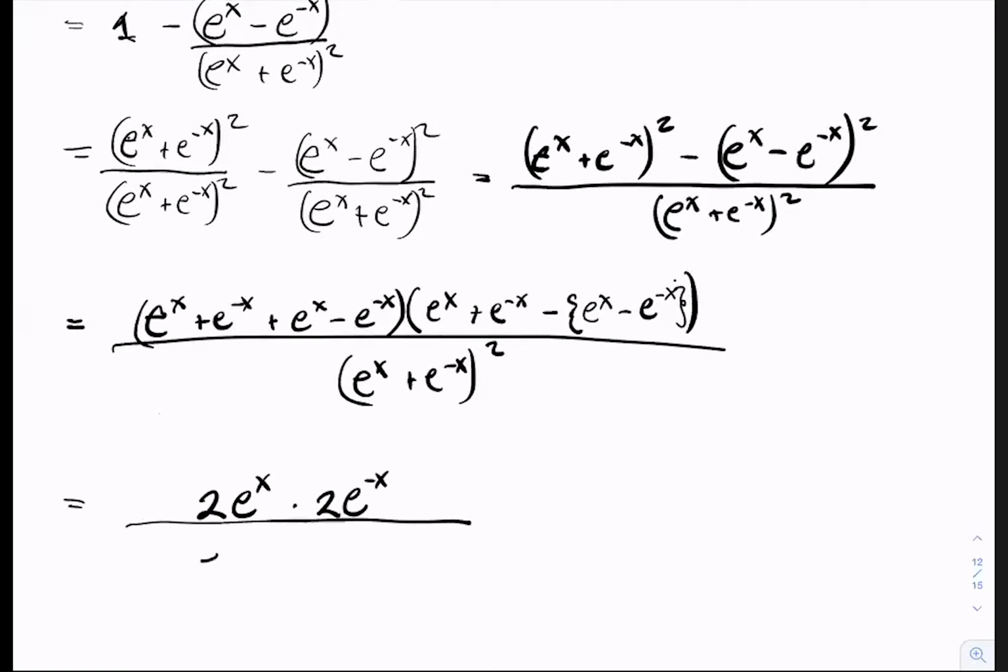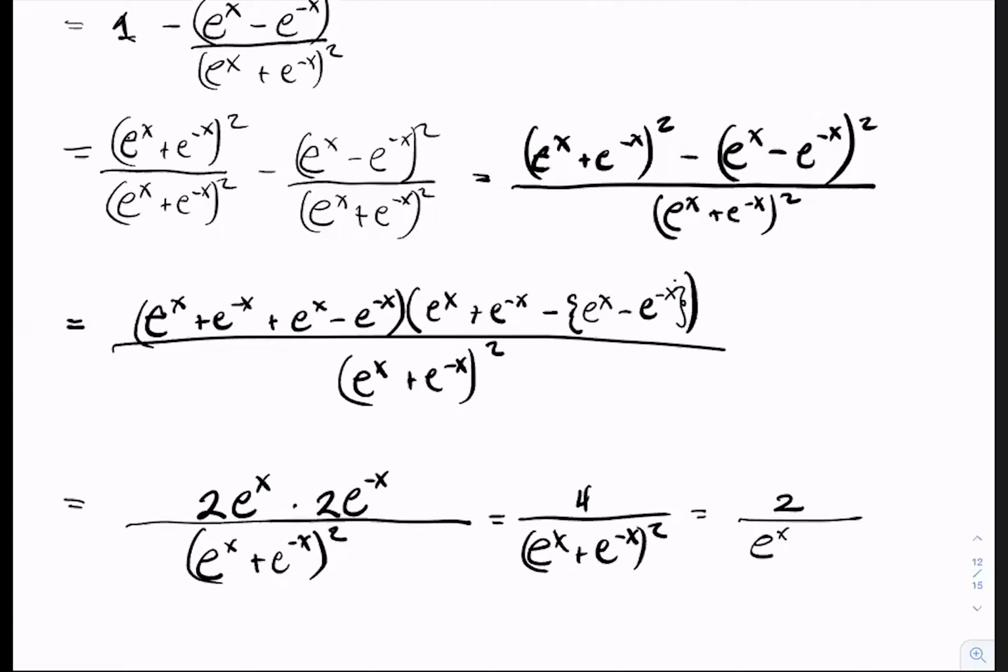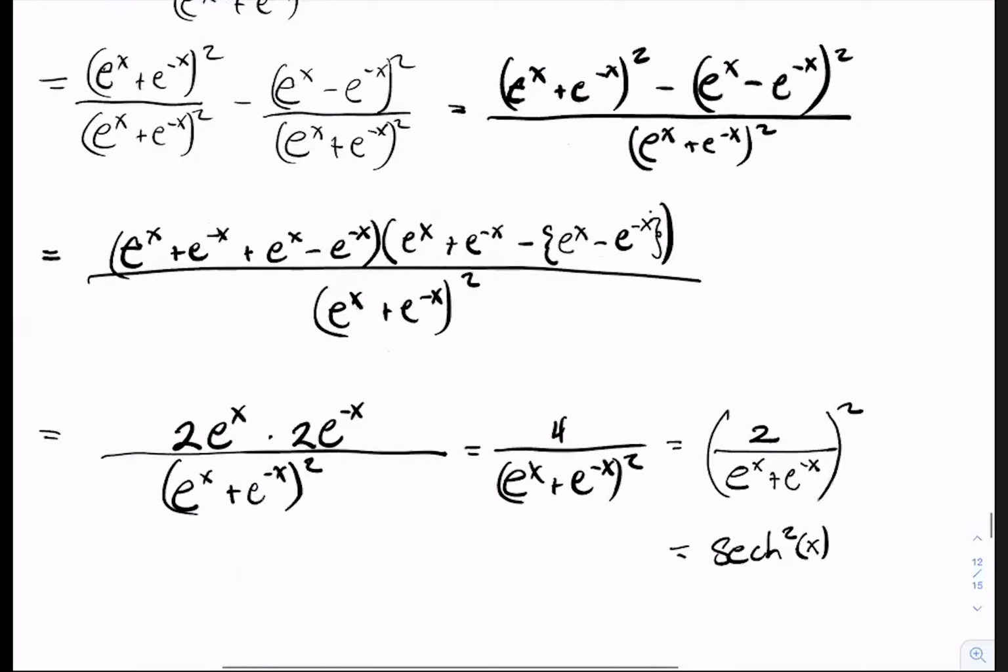So I know that some persons are wondering how we got that. Guys, I'm just simplifying my numerator. So this then comes out to be 4 divided by (e^x + e^-x) all squared, which is the same as (2 divided by (e^x + e^-x)) all squared, which is equal to sech squared, well, sech squared x, which is our hyperbolic secant function squared. So I can say that this is done.